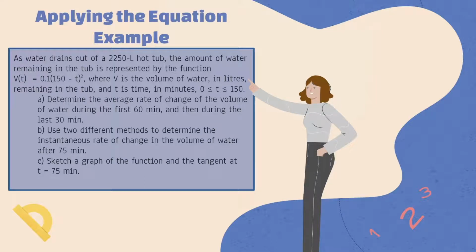Okay, so now we have to determine the average rate of change of the volume during the first 60 minutes and then during the last 60 minutes. Then we'll have to use two different methods to determine the instantaneous rate of change in the volume of water, and we'll also have to sketch a graph of the function and the tangent at t equals 75. So let's go and do that. Okay, so I wrote out the question in our notebook, and now let's proceed to solving the question.